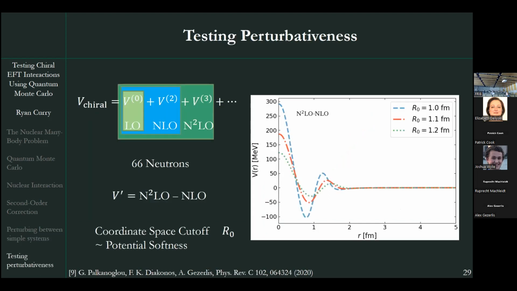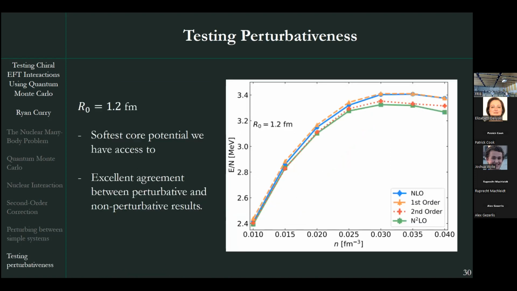Then we come to our main project, where we wanted to test the perturbativeness of these chiral EFT interactions. What we did was take 66 neutrons in a periodic box, which has already been shown to be a very good approximation of the thermodynamic limit. Our perturbation moves us from an NLO interaction to an N2LO interaction, and we're going to do this for 3 values of the coordinate space cutoff. So I'll start with the softest interaction.